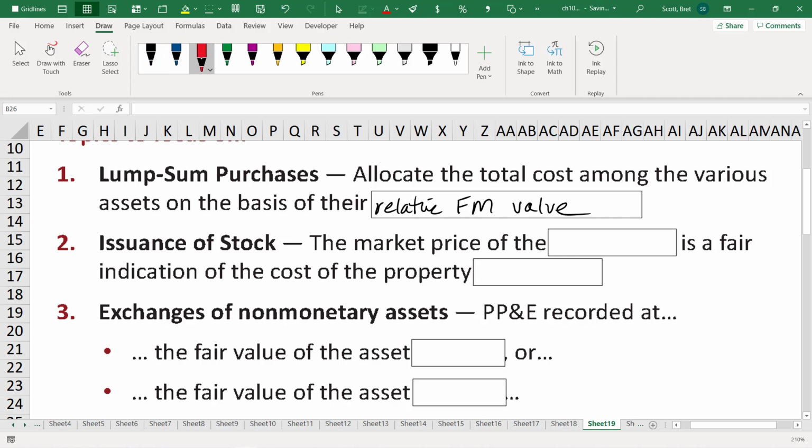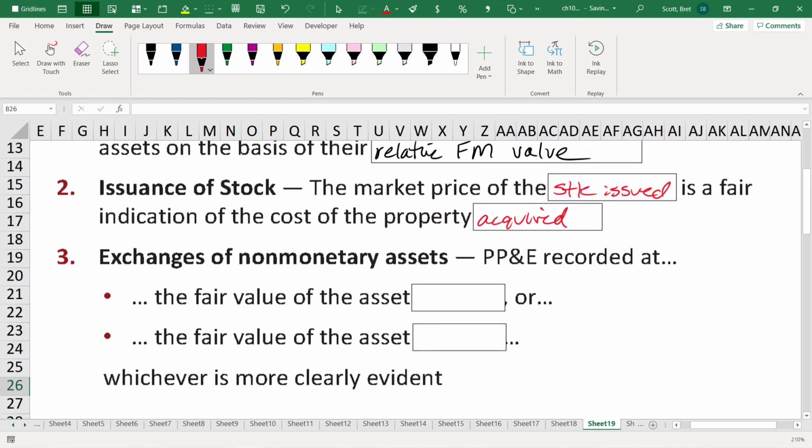Also, we want to look at a situation where we don't pay with cash, we actually give something else of value, such as our own stock. And if we issue our own stock, the market price of the stock issued is the fair value of the cost itself, the cost of the property acquired. And we'll look at examples of that. So basically, if our stock's trading at 20 bucks a share, if we issue one share, we get 20 bucks worth of goods or services.